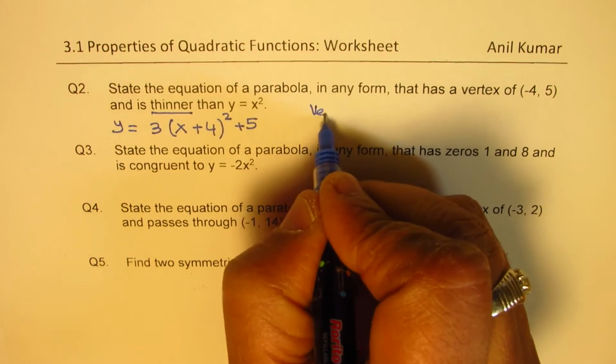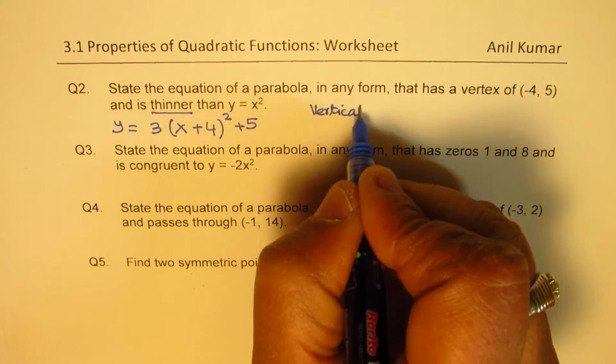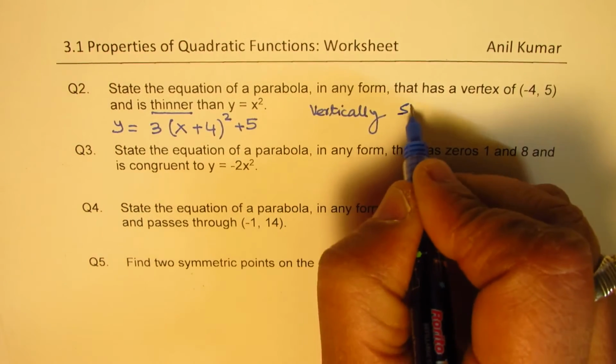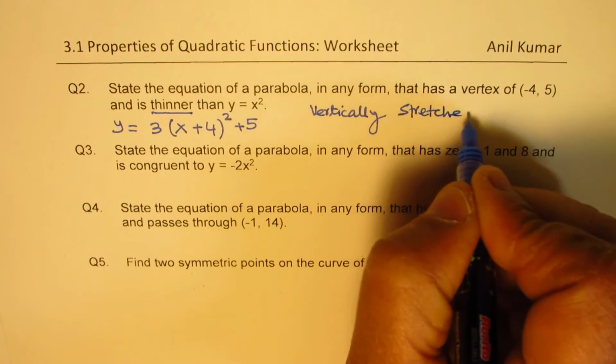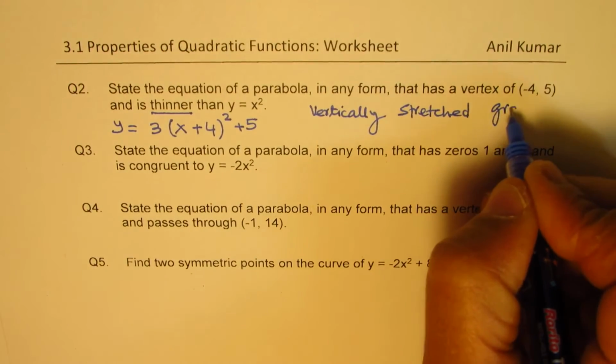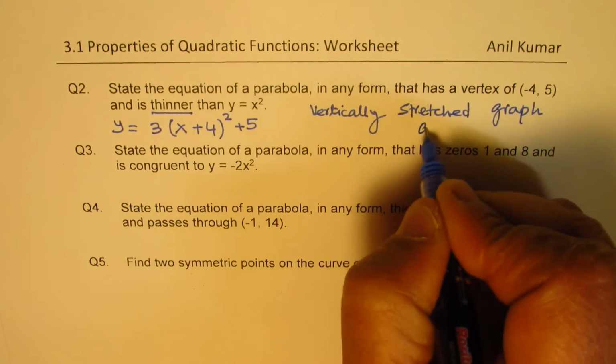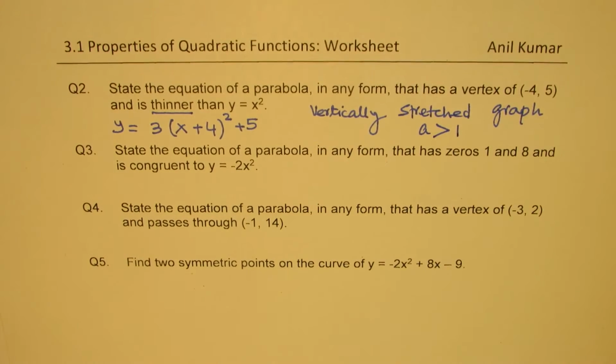So basically we need a vertically stretched graph. Is that clear? So that means a value is greater than 1.